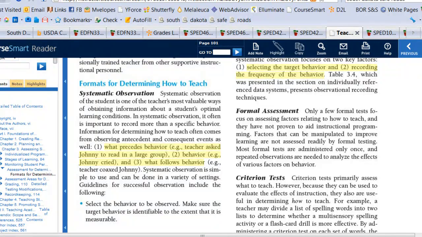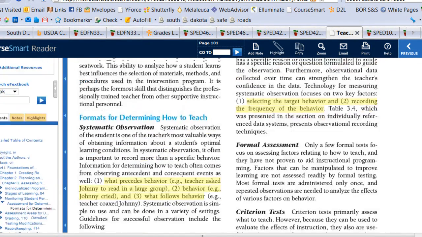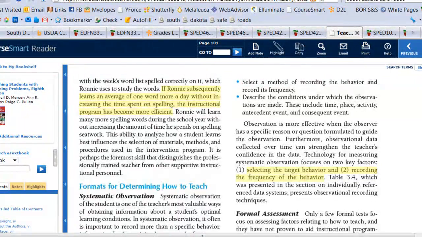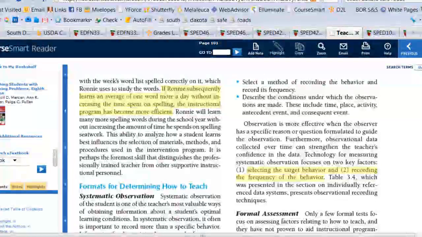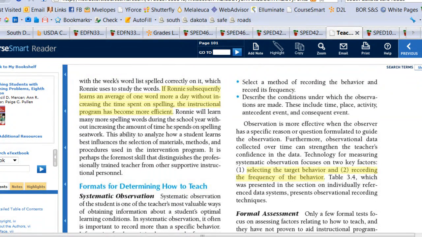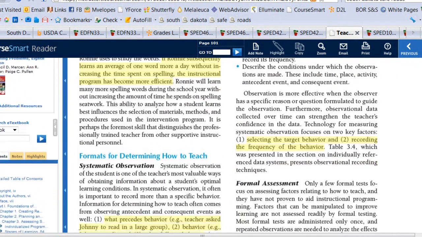Systematic observation is simple to use and can be done in a variety of settings. You select the behavior you're going to observe, make sure it's observable, select a method to record that behavior, and describe the condition. And again, this is straight out of your behavior class. Selecting a target behavior and recording the frequency of that behavior is important here.